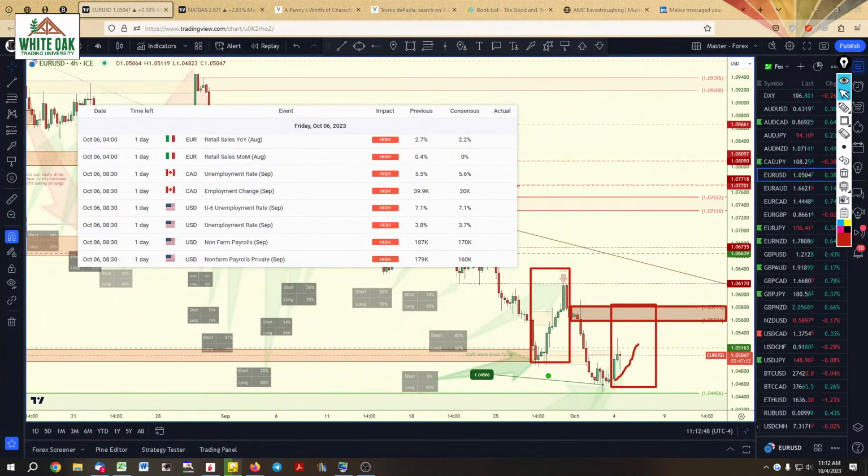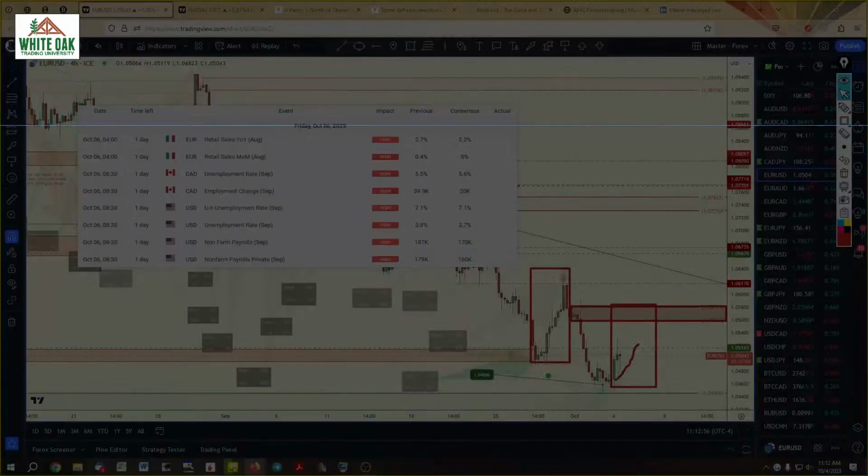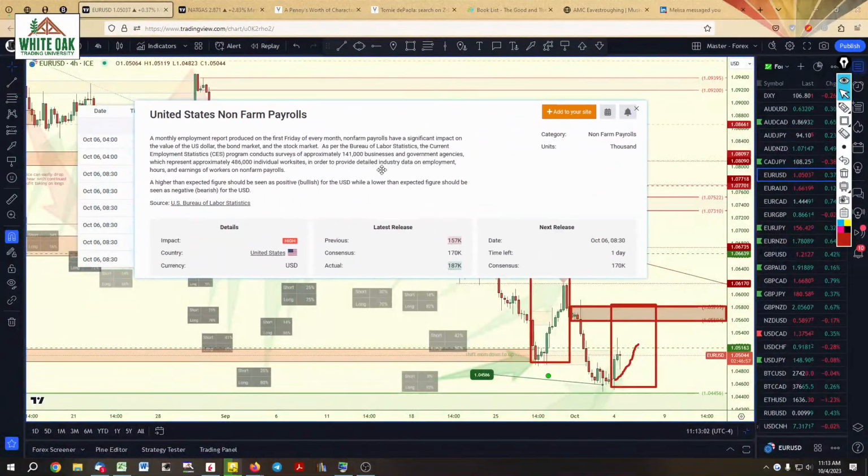I mean, look, let's just take a look at this. Non-farm payrolls, let's click on that, and I'll do a screenshot. So your typical traders coming and looking at this and reading this, okay? A higher than expected figure should be seen as positive. So is that not what they would want? A higher than expected number should be positive.